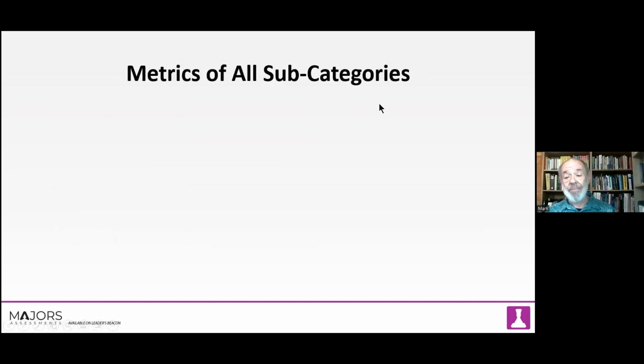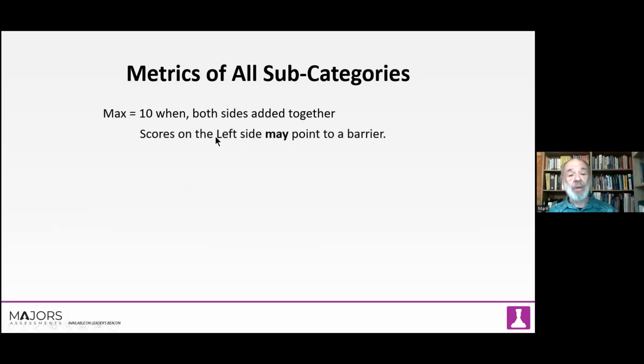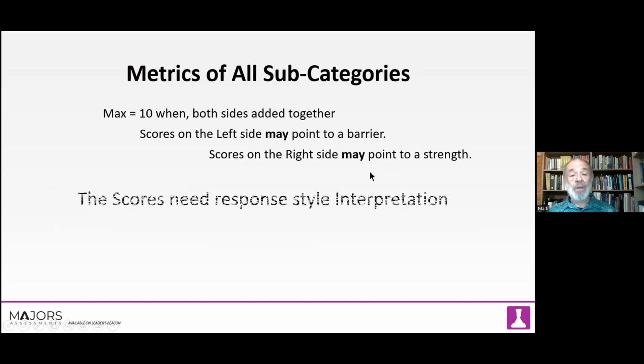The metrics of the subscales is pretty simple. Max for all of them is 10. When both sides are together, there's no neutral responses that are given at that time. Scores on the left may point to a barrier. Scores on the right may point to a strength. The scores need response style interpretation. They need to be interpreted based on response style.